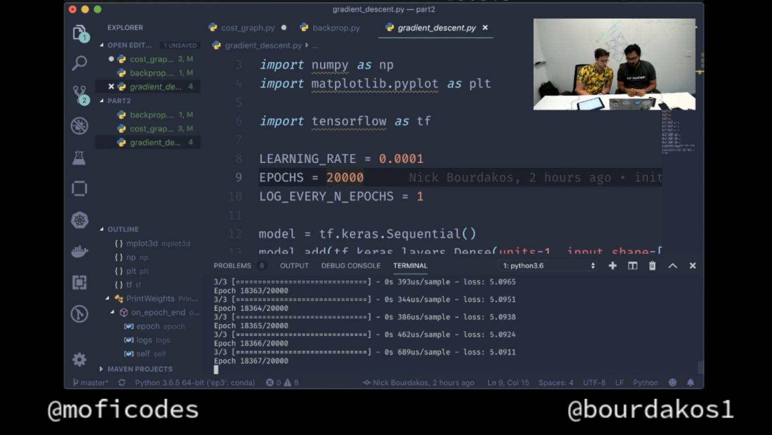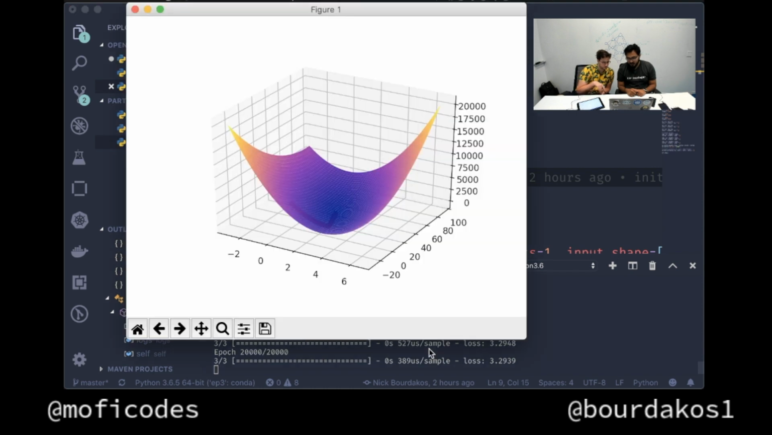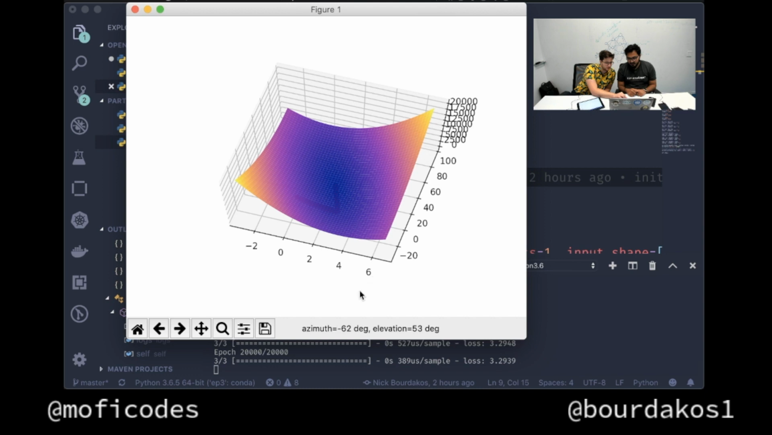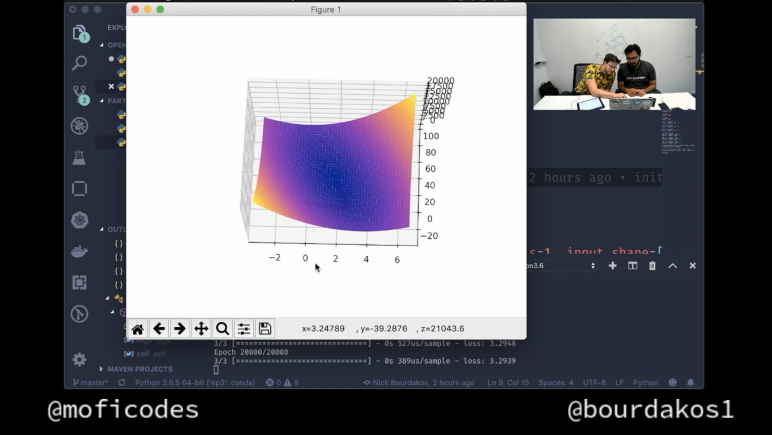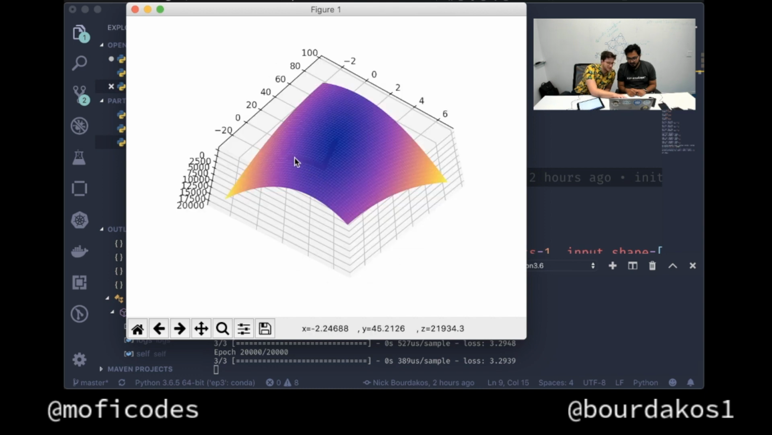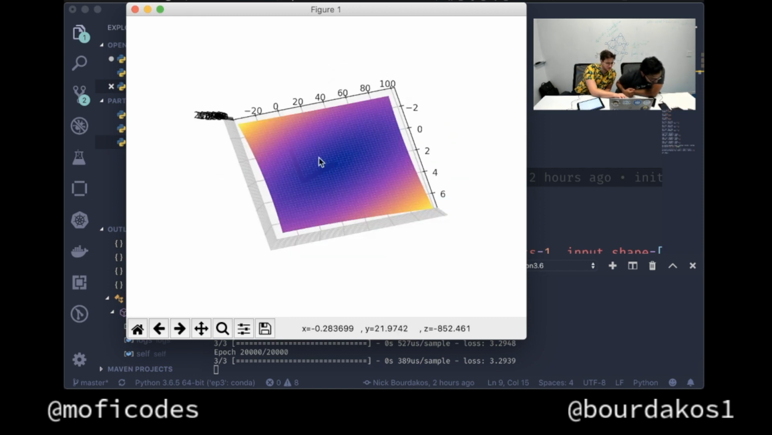So by 20,000, does it go to 0? It should get close-ish. Oh man, 3.29. Okay, so now we have our same cost function graph, and if you can kind of see, do you see this V in there? Yeah, I mean I see it. I don't know if your computer's freaking out because there's like 1 billion points being plotted.